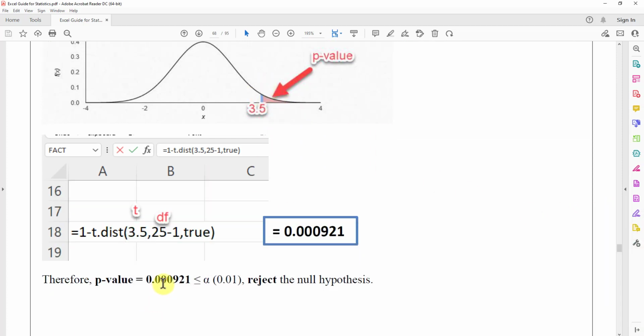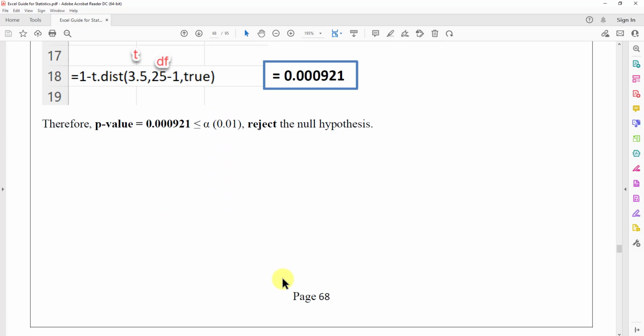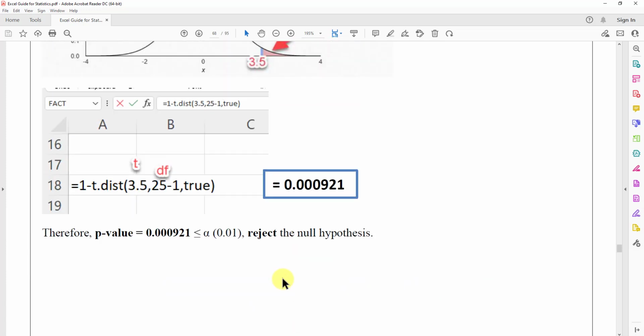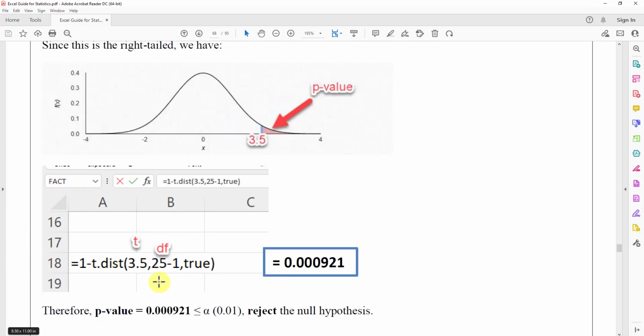And this one is really small. Of course, this is less than alpha. So we reject the null hypothesis, because the p-value is really small and it's less than alpha.